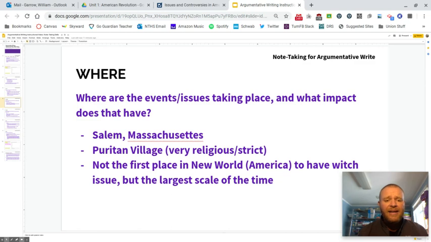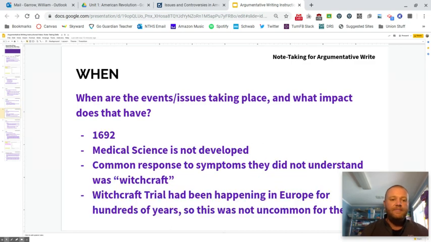Okay. And I'm also going to make note that in my readings, I see that it's not the first place in the New World to have a witch issue, but it was the one who had the biggest issue, right? It was the largest scale of the time. So I want to make sure that I make note of those important factors about where, so that I can come back and reference them later in my argumentative write. All right. The next piece of it is the when piece. Okay.